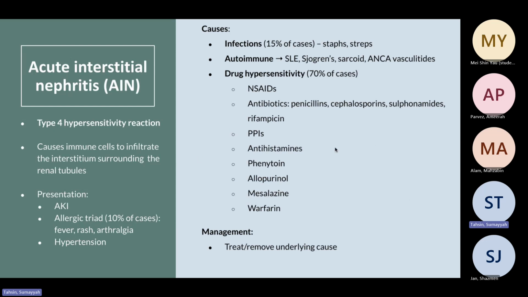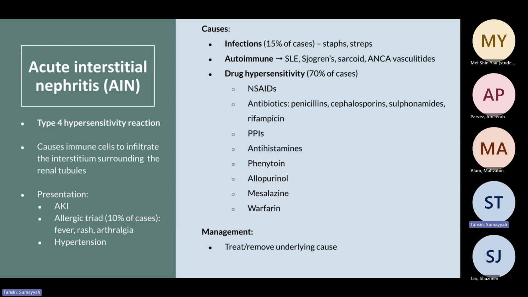So the way this patient would present is they'd have an AKI. 10% of cases would present with the allergic triad, so for example, fever, rash, and arthralgia. And then we'd also see hypertension. Other causes include infections and then autoimmune causes such as lupus or sarcoid.